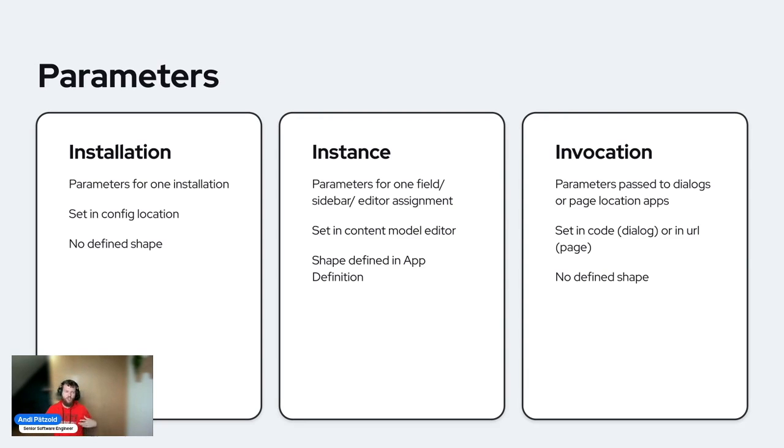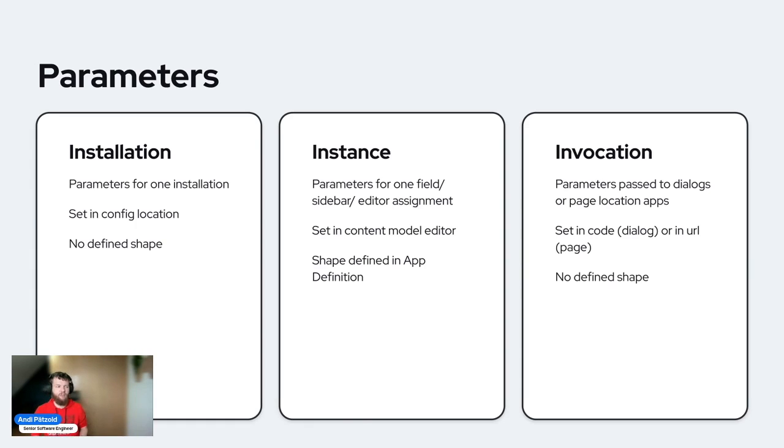At the beginning, I mentioned once you install an app to a certain space environment, you can configure, for example, Shopify to work with the correct environment. That's the so-called installation parameters. They are then scoped to the space environment, and they are different depending on the installation, but they are all then the same, independent from which kind of location you're using them for. They also don't have any fixed size or fixed shape, and the way you configure them is within the config location. Yeah, that's the installation.